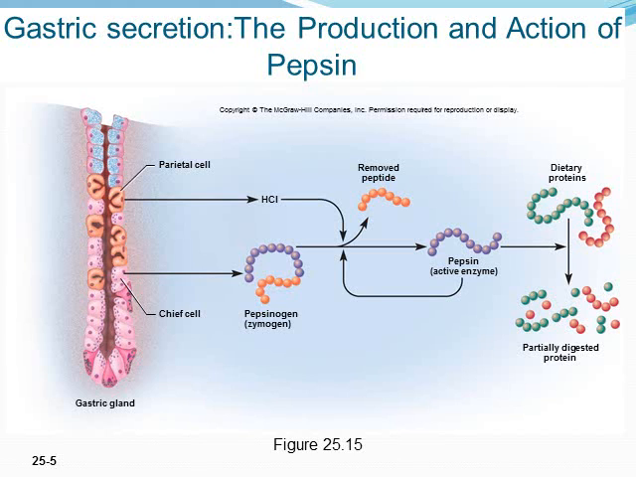So what you really want is to require both the chief cells and the parietal cells to secrete, and then have those secretions come together in the lumen of the stomach, so that activated enzymes are mostly present in the lumen, and that helps again to protect the lining of the stomach, the mucosa of the stomach. We see this type of mechanism throughout the digestive tract.